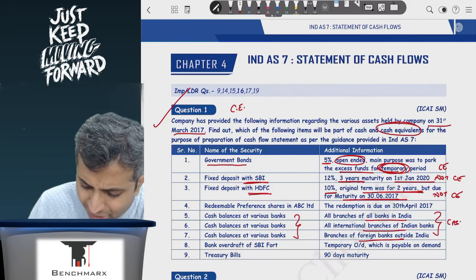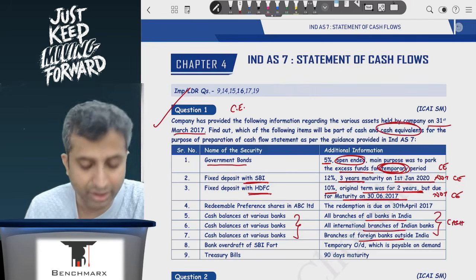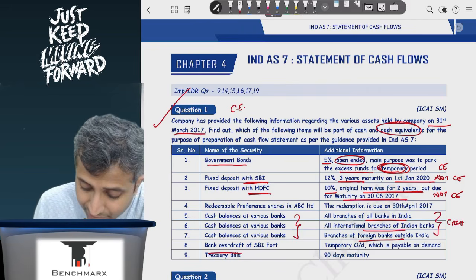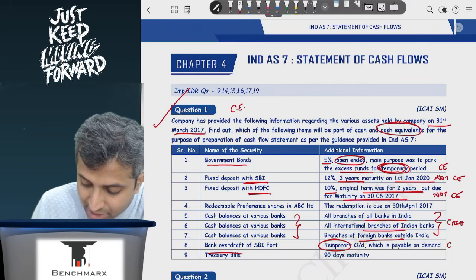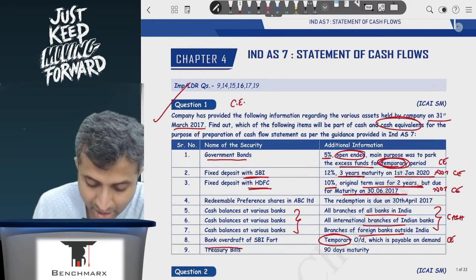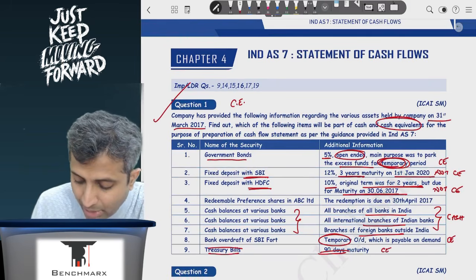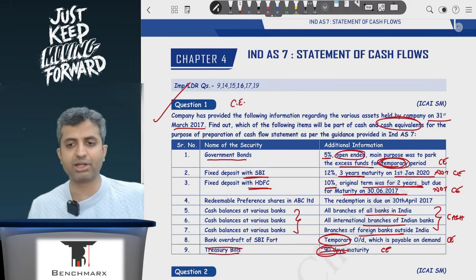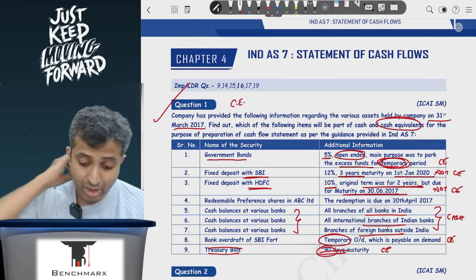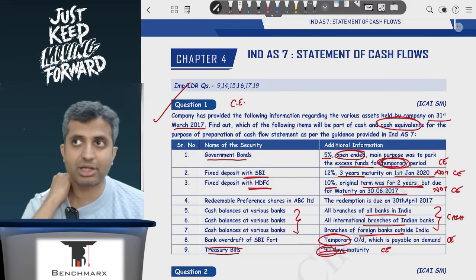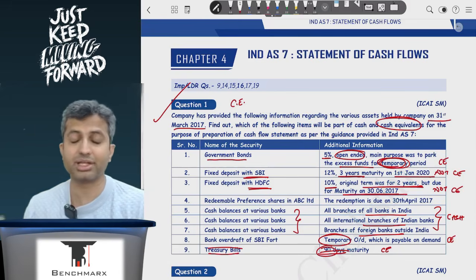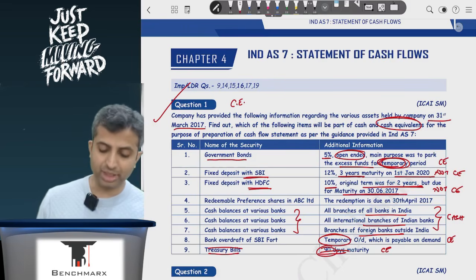These are actual cash only or cash equivalent, as the case may be. Bank overdraft, as in SBI Food, is a temporary overdraft, and hence it is a cash equivalent because it is temporary in nature. And treasury bills with a 90-day maturity will also be taken as a cash equivalent because they are treasury bills, so the government is giving you a reliable value, and the maturity is less than, let us say, 1 year, and as a result less than 3 months, and hence this will be a cash equivalent.